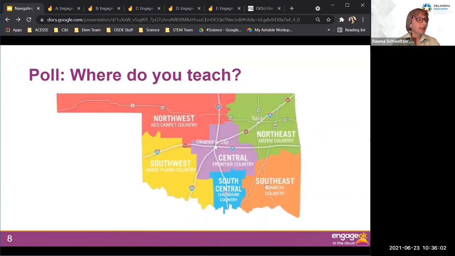All right, next thing, we want to know who's in the house. So who is in the house? And if you don't recognize this map, this is the state tourism map. And so it is divided up into quadrants. So Heather is going to launch a poll. And if you would please select which represents your location currently.